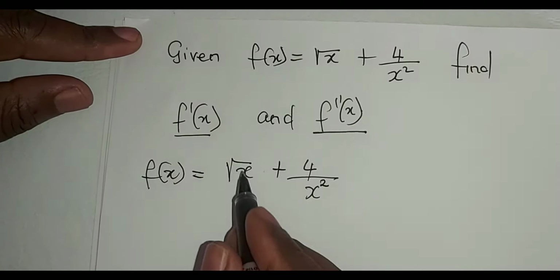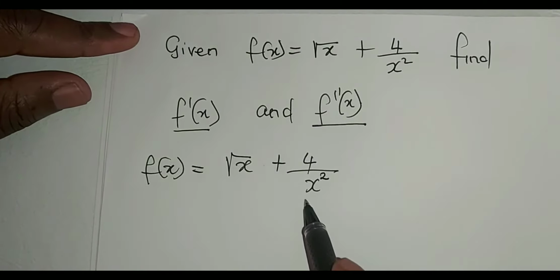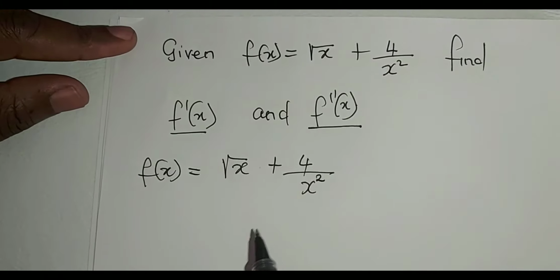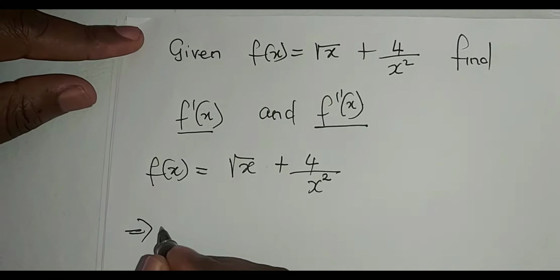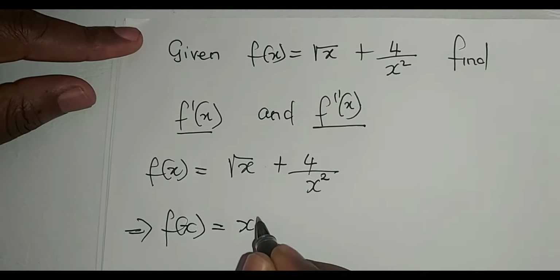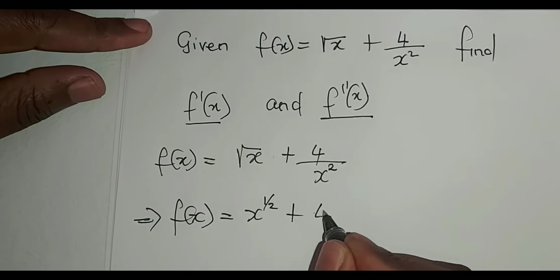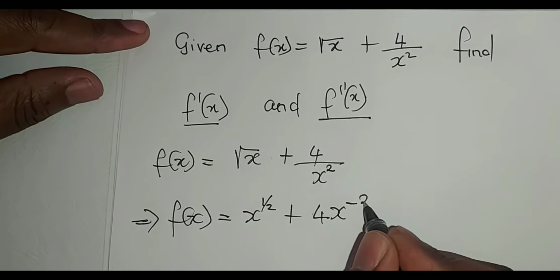Which now implies, here we have a square root, we must take care of it, and here we also have x squared in the denominator, so we must take it to the numerator, which means here f of x is equal to x to the power half, that's your square root, plus 4x to the power minus 2.